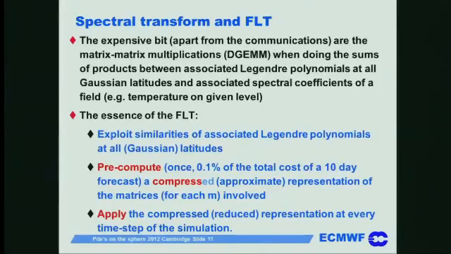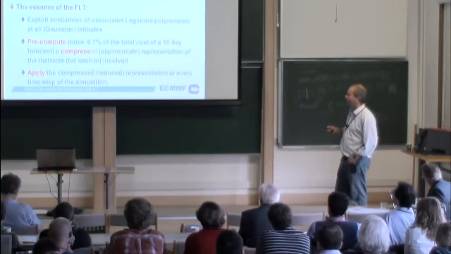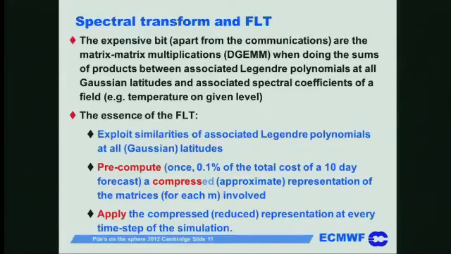Okay. So we developed, based on publications by Mark Tygert, a fast Legendre transform that exploits essentially similarities of associated Legendre polynomials at all Gaussian latitudes but neighboring total wave numbers. The essence of the method is that you pre-compute, which now only costs 0.1% of the total cost of a 10-day forecast. We had a lot of issues with this in the beginning. It was very expensive, but now we found a very nice way of dealing with this.